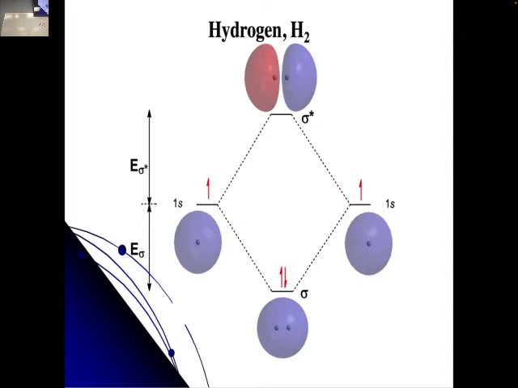Okay? So, this is one orbital, this is one orbital, that's a total of 2. So I have to create 2 molecular orbitals. One of them is called the sigma, one of them is called sigma star. This is a bonding orbital, this is an anti-bonding orbital.